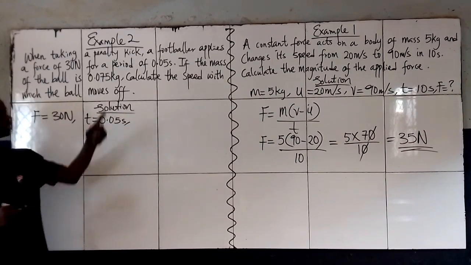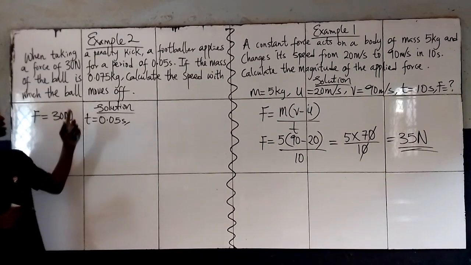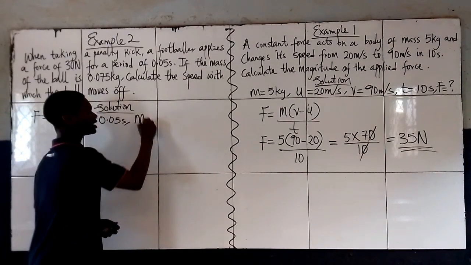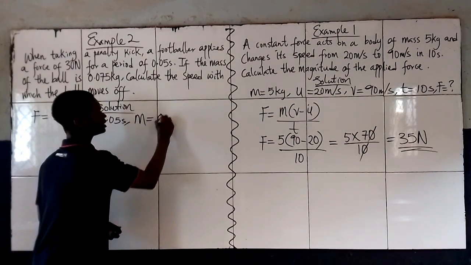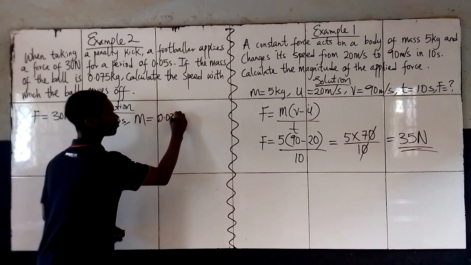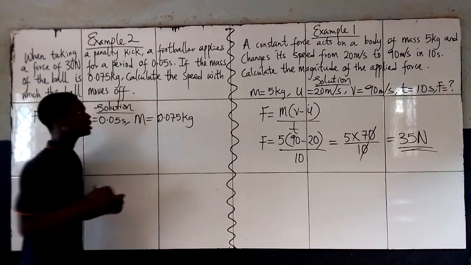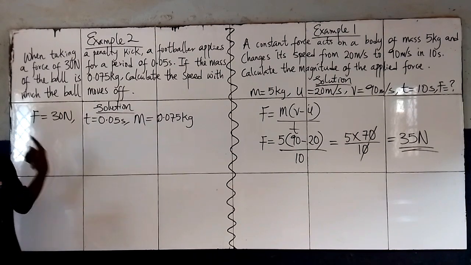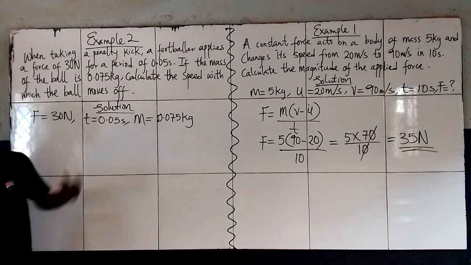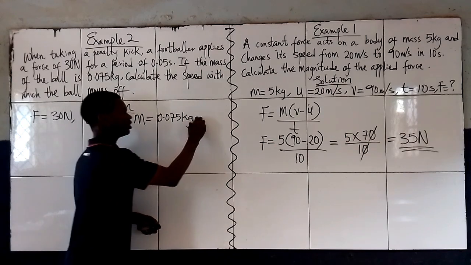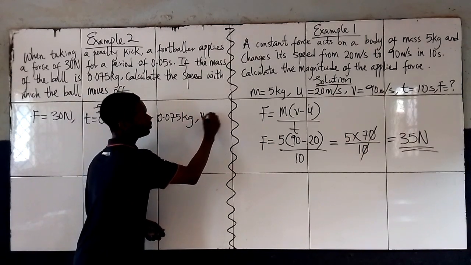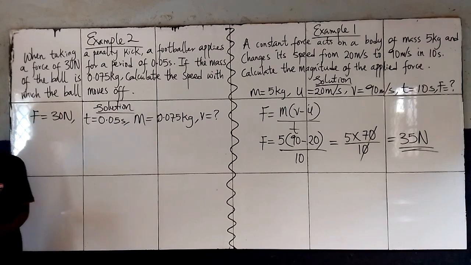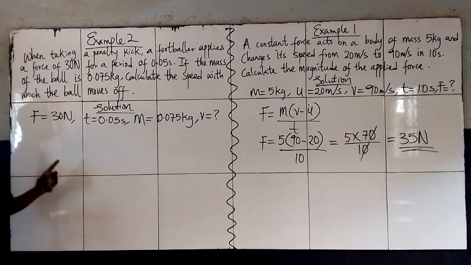Then it said if the mass of the ball is 0.075 kilogram. Now, mass M was given as what? 0.075 kg. Okay? Then what else? They said calculate the speed with which the ball flies off. We are asked to find the V. Okay? V is unknown. From this question, you can call it change in V. It's the same thing.